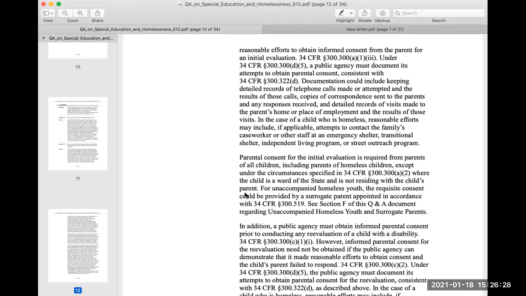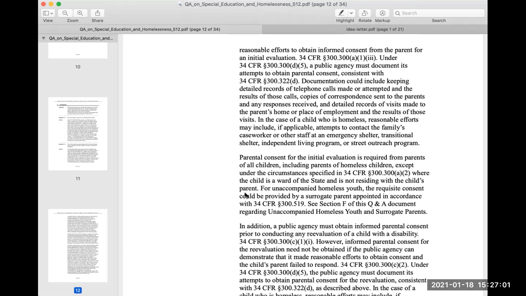Under 34 CFR paragraph 300.300(d)(5), a public agency must document its attempts to obtain parental consent, consistent with 34 CFR paragraph 300.322(d). Documentation could include keeping detailed records of telephone calls made or attempted and the results of those calls, copies of correspondence sent to the parents and any responses received, and detailed records of visits made to the parent's home or place of employment and the results of those visits.